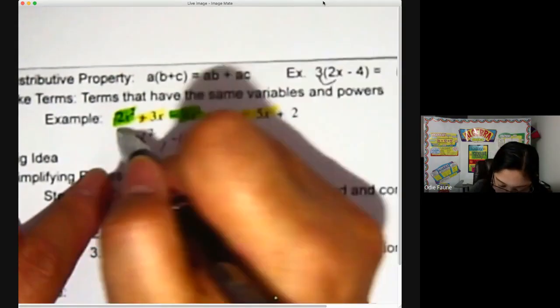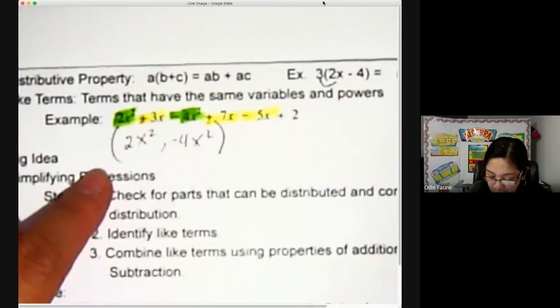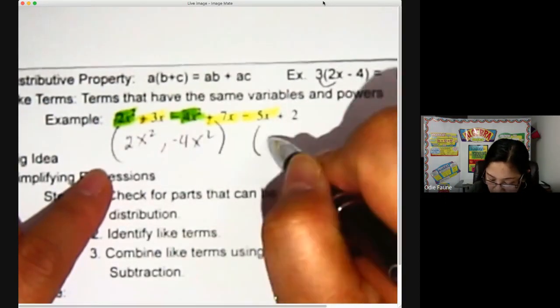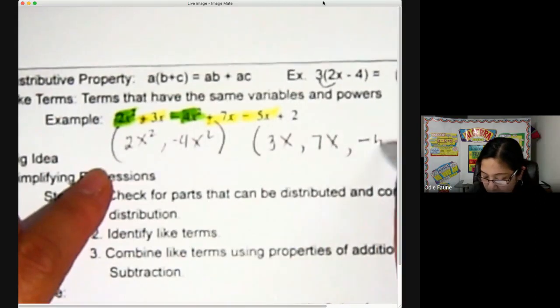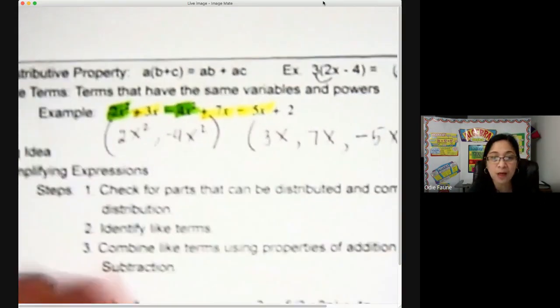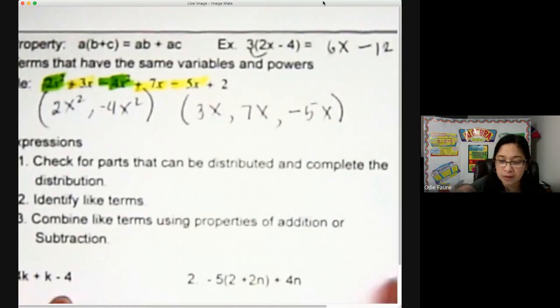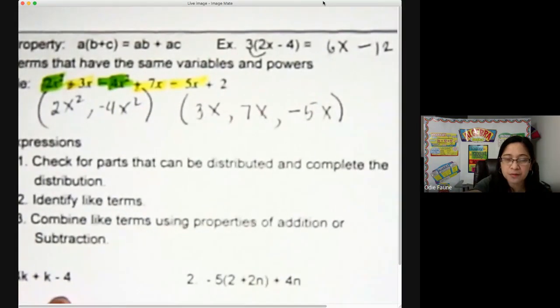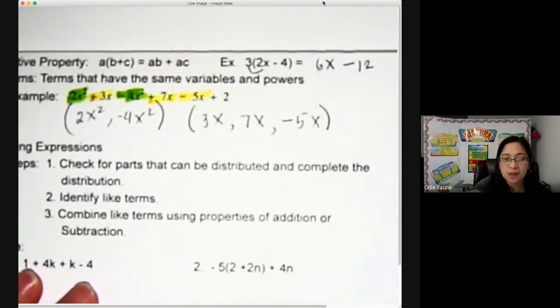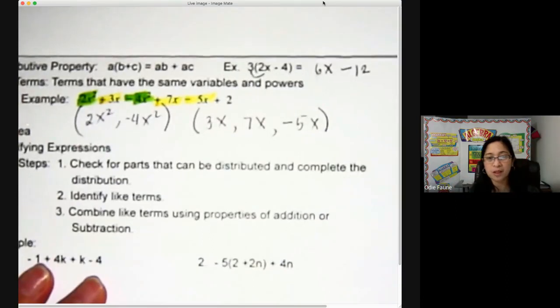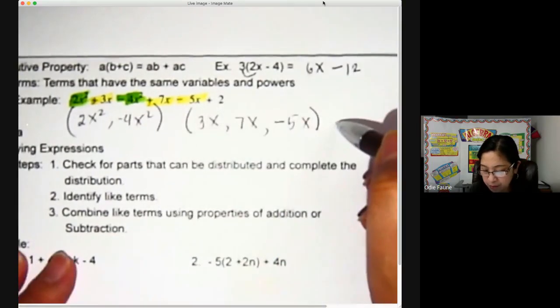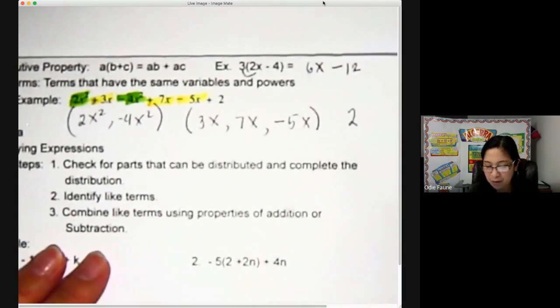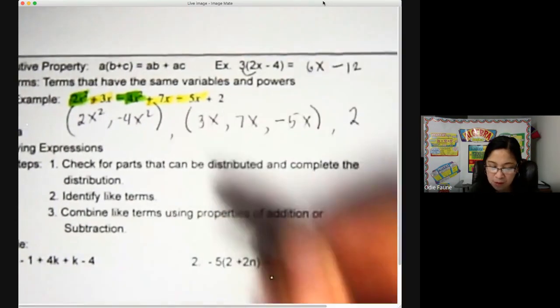So this is one, they are the same. There's another one, the 3x, the 7x, and the negative 5x. If you look, I included the sign in front of it. It's part of the term. Okay, the sign of the term is the sign in front of it. And this one is another term. There are 3 sets of like terms here.